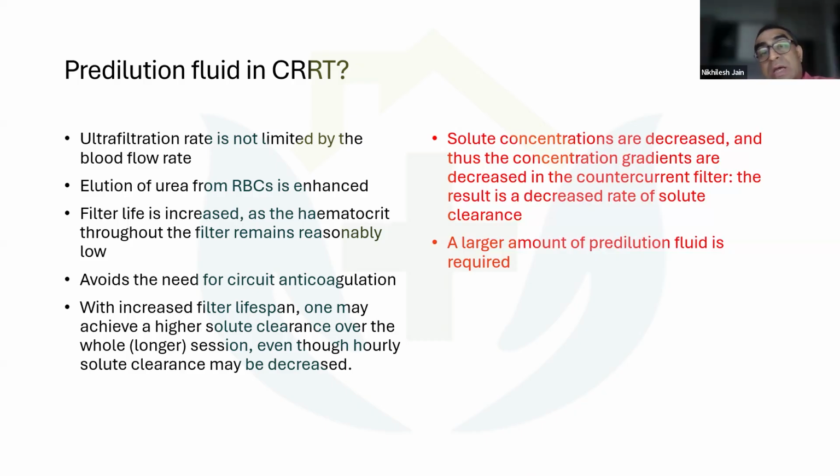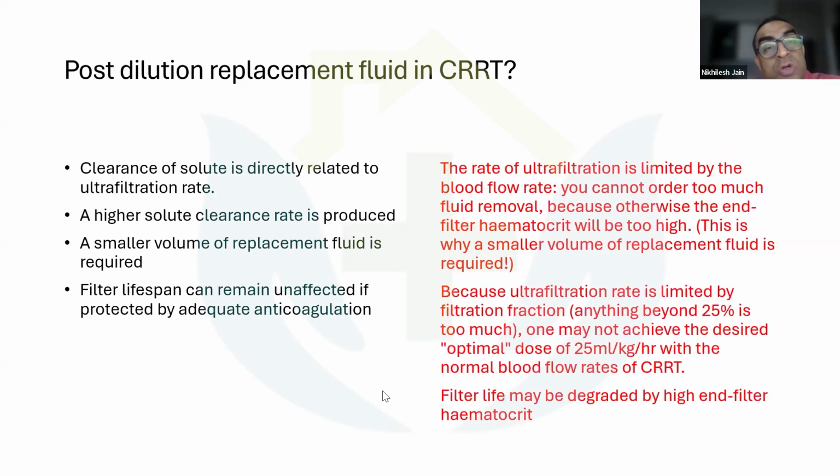The disadvantages are solute concentrations go down because the concentration gradients are decreased in the countercurrent filter. So obviously the result is a decreased rate of solute clearance. If you want to counter that, again, more and more fluids, so a larger amount of pre-dilution fluid is required, which is a disadvantage. What about post-dilution replacement fluid in CRRT?